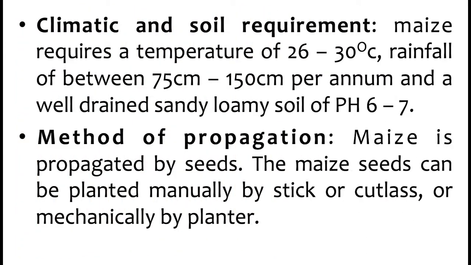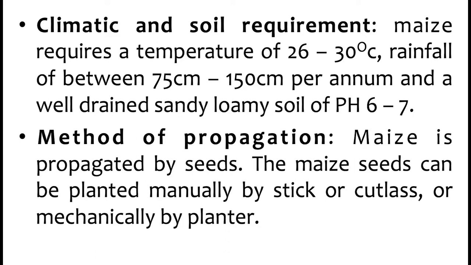Now let's look at the climatic and soil requirement of maize production. Maize requires a temperature of about 26 to 30 degrees and it needs rainfall of about 75 centimeter to 150 centimeter per annum. And it needs a well-drained, sandy, loamy soil. It also needs pH of about 6 to 7.